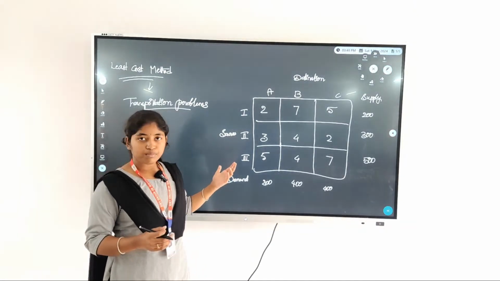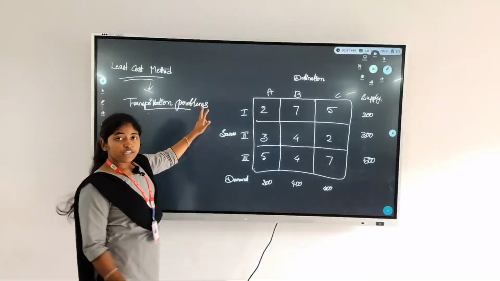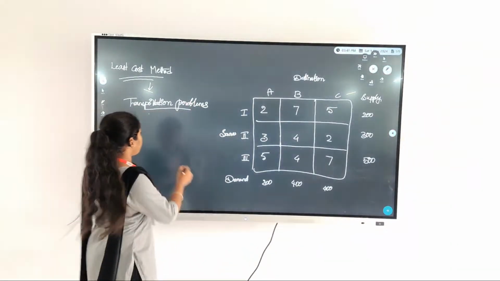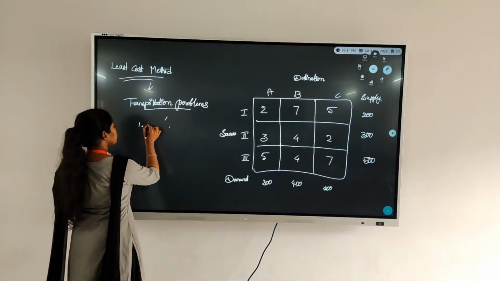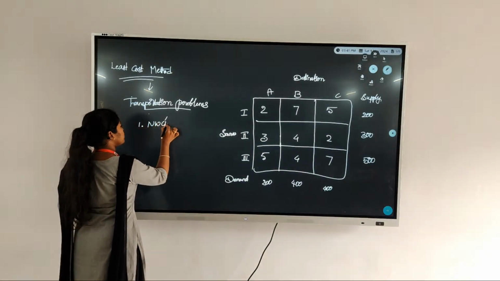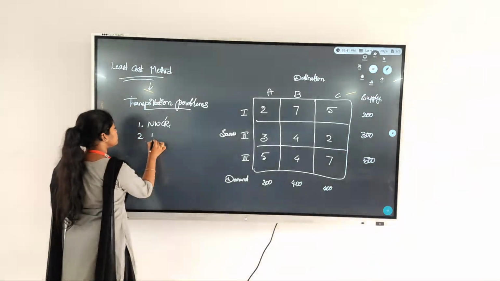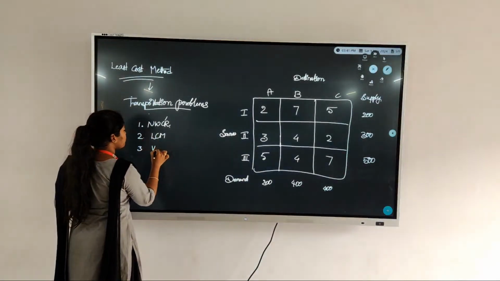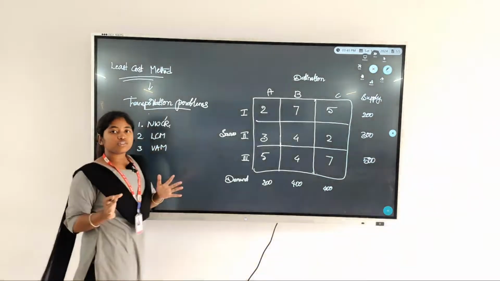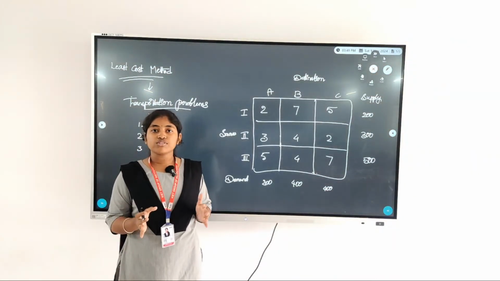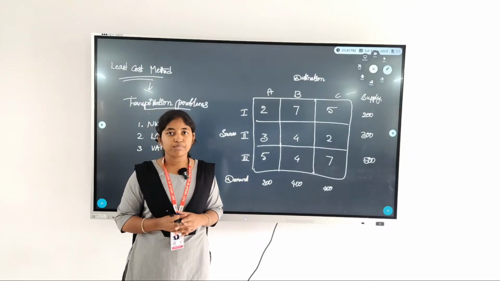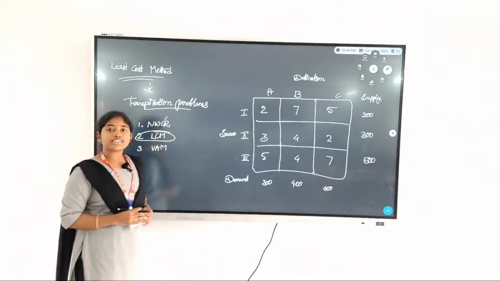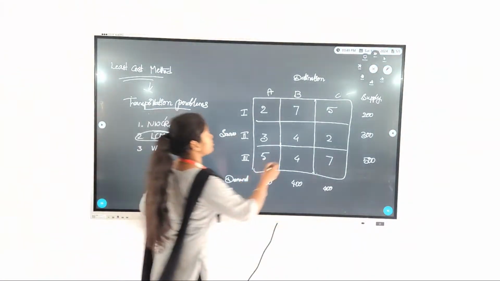In transportation problems, to minimize the cost, we can use three methods. The first is the northwest corner rule, the second is the least cost method, and the third is Vogel's approximation method. These are the three methods we majorly use for solving these transportation problems. Today I am discussing the second one, the least cost method. Okay, let's do it.